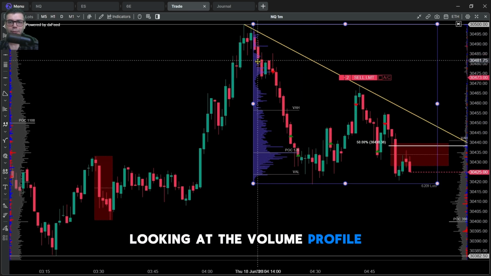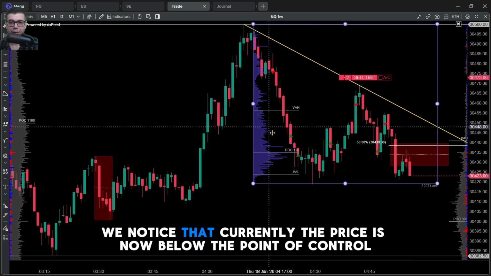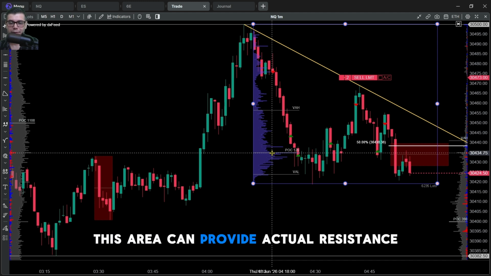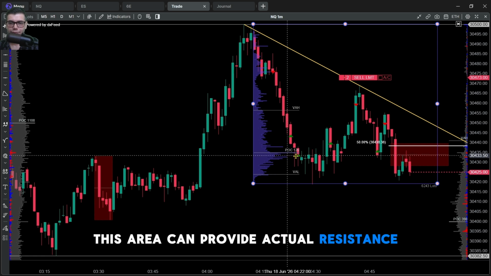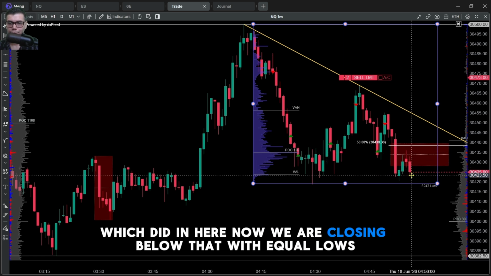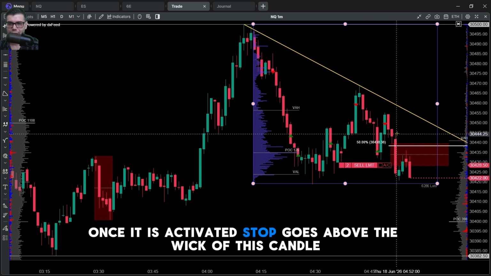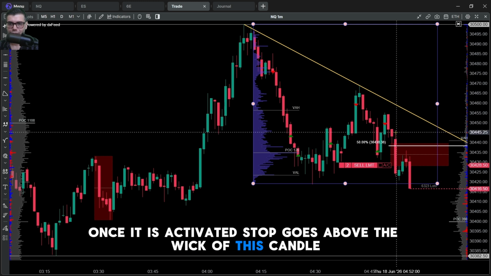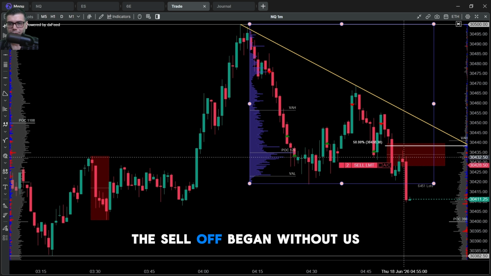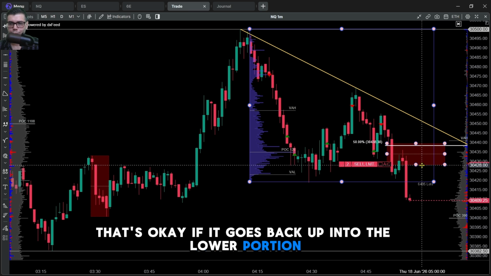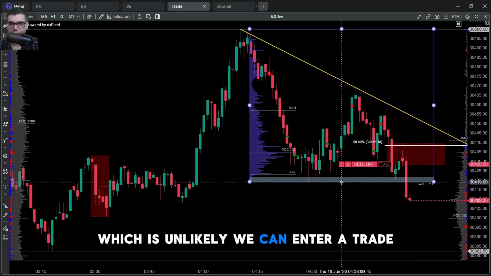Looking at the volume profile, we notice that currently the price is now below the point of control. This area can provide actual resistance, which it did in here. Now we are closing below that with equal lows. Now I can leave one pending order in here. Once it is activated, the stop goes above the wick of this candle. The sell-off began without us. That's okay. If it goes back up into the lower portion, which is unlikely, we can enter a trade.